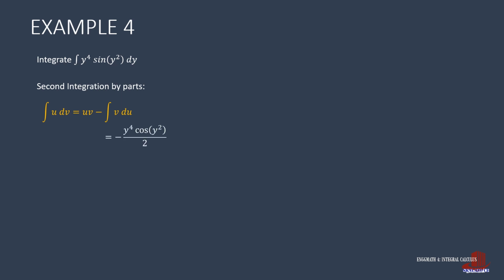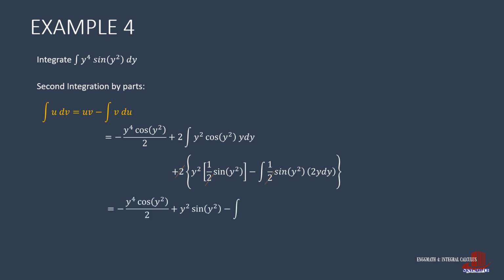and we work on 2 times the integral of y squared cosine of y squared times y dy. This is expanded into uv, y squared times half of sine of y squared, minus the integral of half of sine of y squared times 2y dy. 2 and 1/2 cancel out, simplifying the long solution as negative y raised to 4 with cosine of y squared over 2 plus y squared sine of y squared minus the integral of sine of y squared with y dy.